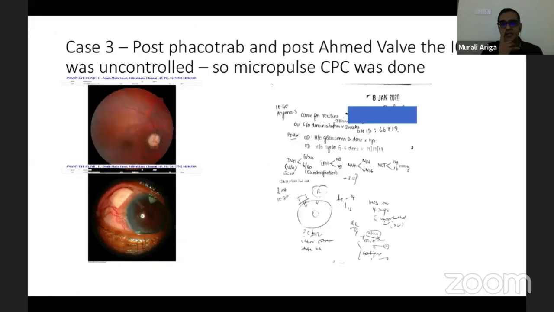This is yet another patient with advanced glaucoma. Had a phaco trab first, wasn't enough. Then we added a tube that also didn't control the pressure. The patient started to have raised pressure and deteriorating fields. And therefore, we decided to do about 180 to 200 degrees of this particular micropulse CPC. And finally, the pressure is now under control with one medication.